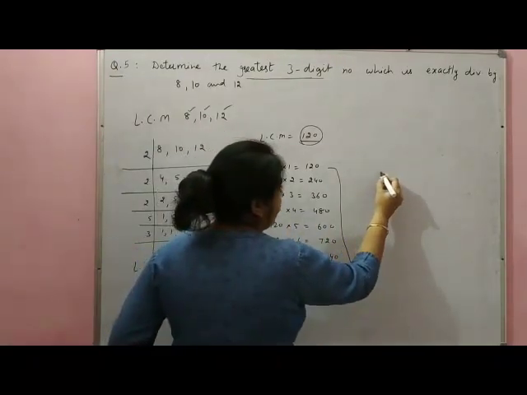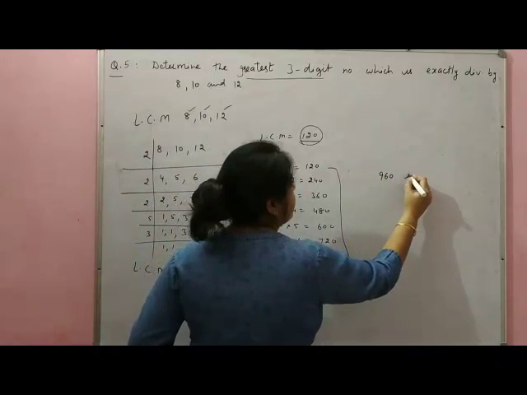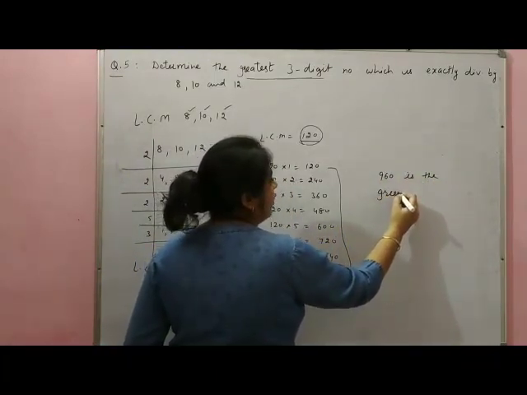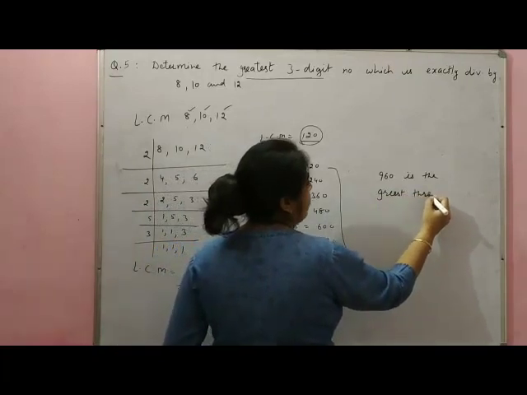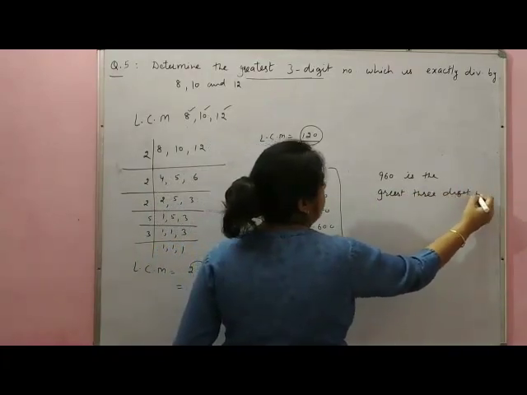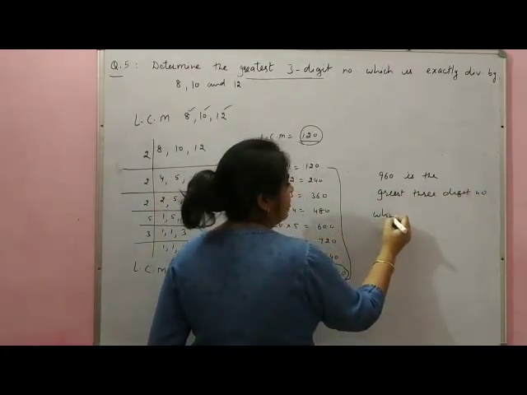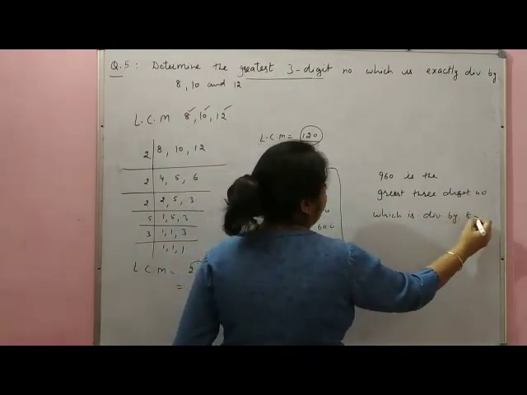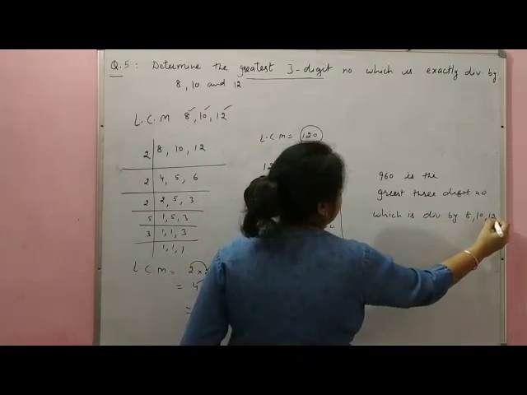It means 960 is the greatest 3-digit number which is divisible by 8, 10 and 12.